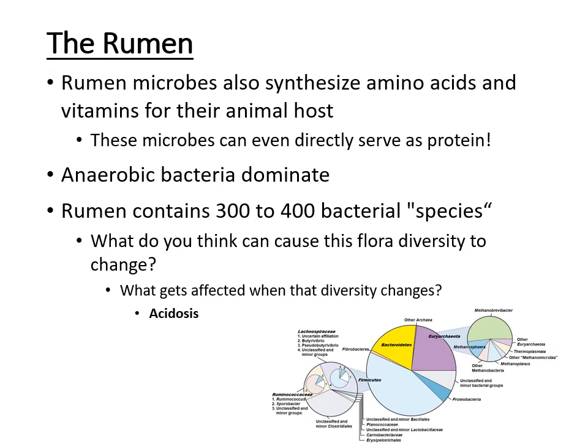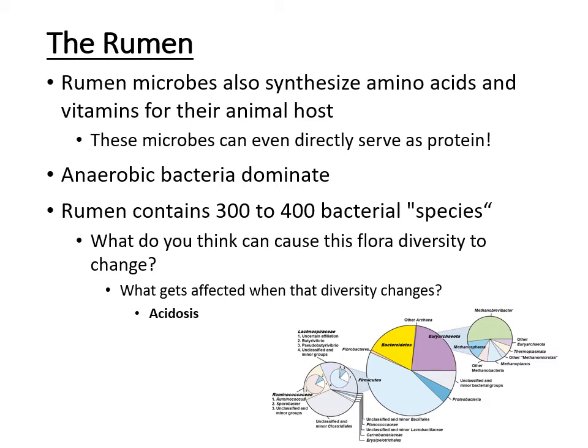Now, it's horrible that I actually find this slide kind of funny. Because the rumen, we just said, this extra organ is filled with a whole bunch of these microbes that are helping that organism to break down and obtain nutrients from plants. The rumen microbes, in addition to breaking down cellulose, are helping that animal to synthesize amino acids and vitamins. But the part that always makes me laugh is that these microbes can also directly serve as protein, as I put on that bullet point.